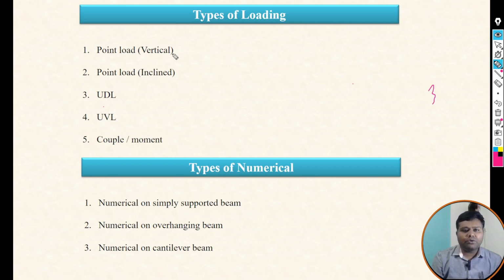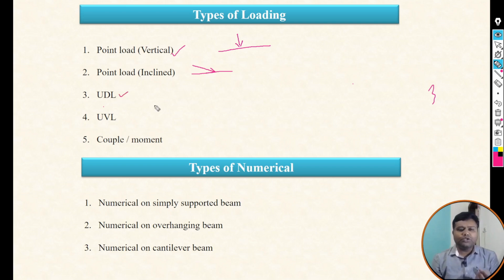The first load, point load, will be vertical. Let's say this is our beam and the vertical point load is acting on that beam. The second type of loading is inclined loading. Inclined point load means, suppose any beam is there and the load acts at an incline, so we have to calculate the shear force and bending moment of such type of loading also.